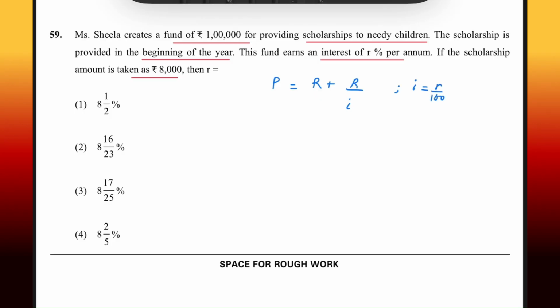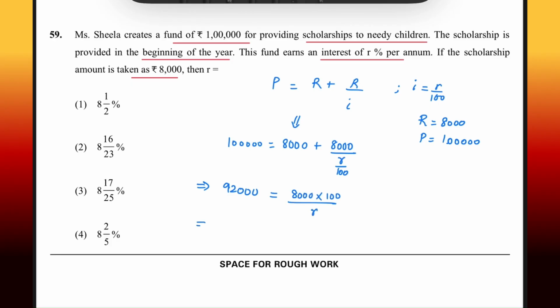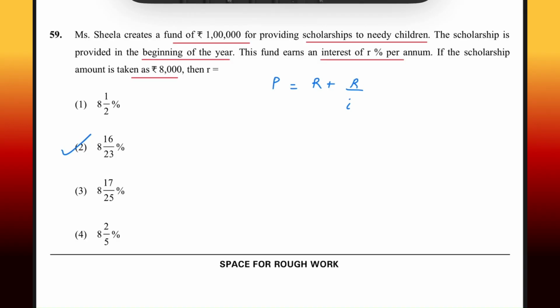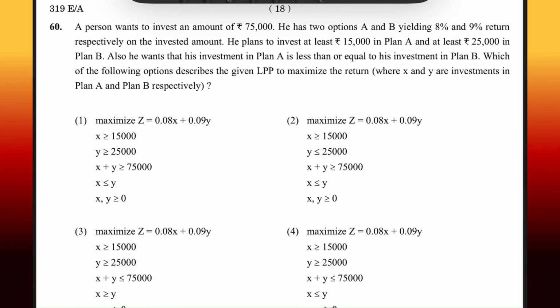And what is R here? R is 8,000, the regular payment. What is P here? The present value, which is 1 lakh rupees. So 1 lakh equals 8,000 plus 8,000 upon R divided by 100. So that means 92,000 equals 8,000 into 100 divided by R. So the zeros cancel. 25, 4 into 23. So R is 200 divided by 23%, which simplifies to 8.16%. Okay, so option 2 will be the correct answer for this question. I hope this solution is understandable, easy. Let's move to question number 60.